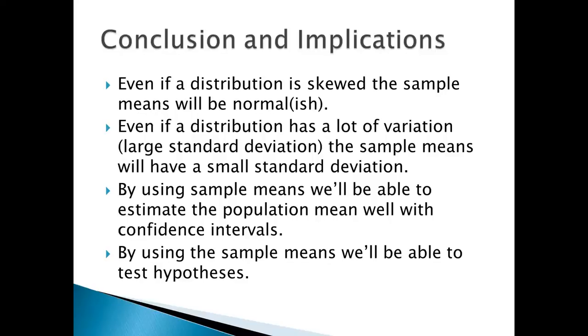So even if a distribution is skewed, the sample mean will be normal, or normal-ish. Depends on the sample size n. But for any largish n, like 25 or more, it'll be very close to normal distribution, even if the original data is skewed. And even if a distribution has a lot of variation, a large standard deviation, the sample means will have a smaller standard deviation because you divide by the square root of the sample size.